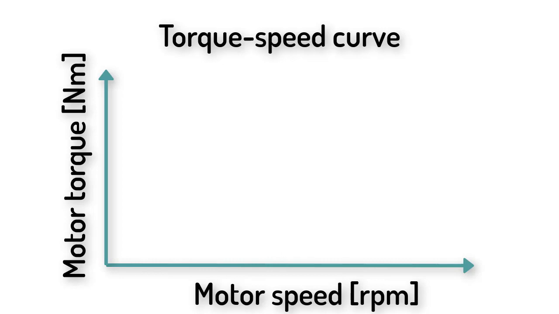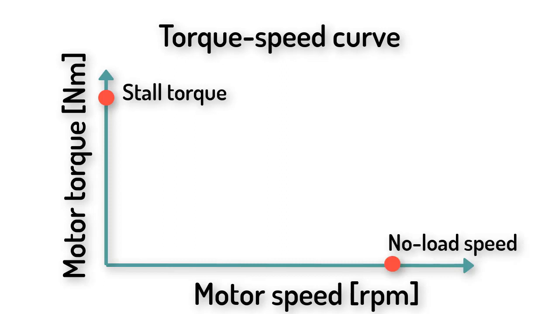Now, when the motor speed is 0, the motor is stalled. So that's when it's exerting the maximum amount of torque. I'll put a dot here and label this the stall torque. On the other hand, when the motor isn't exerting any torque at all, it is spinning as fast as it possibly can. So I'll put a point here and label it the free run speed or the no load speed. In between these points, the torque speed curve is linear, so I can just connect these points with a line.